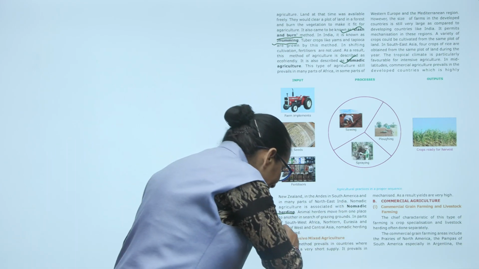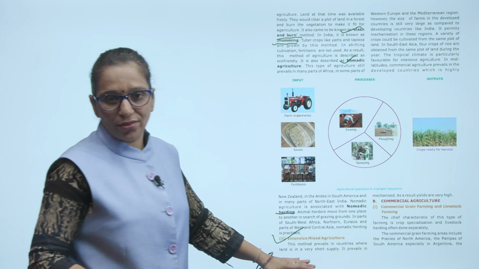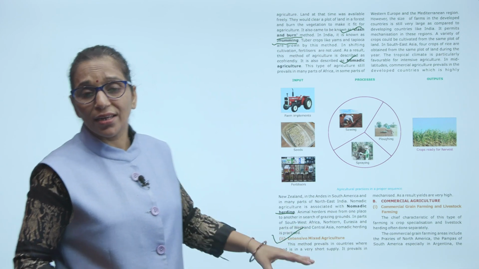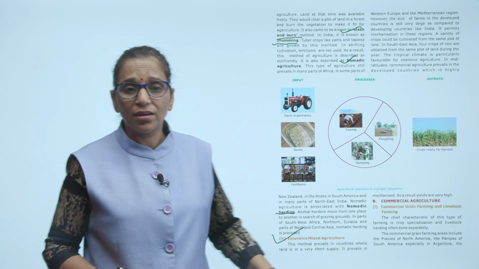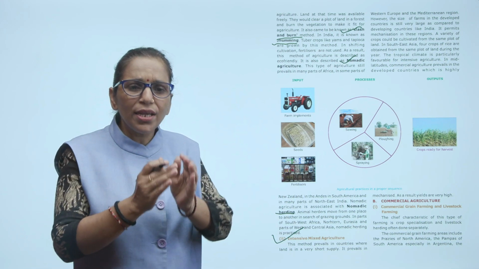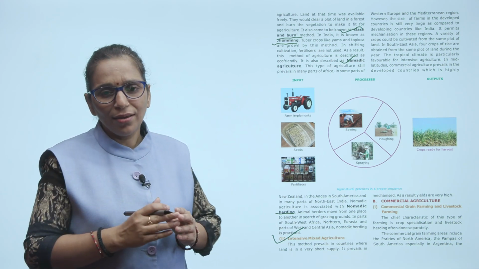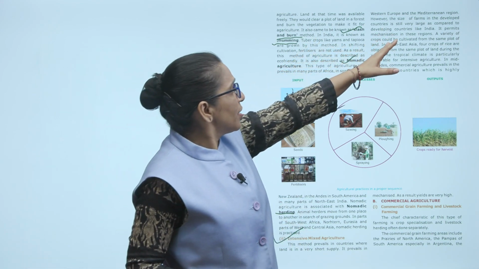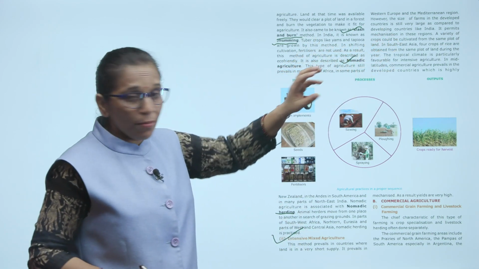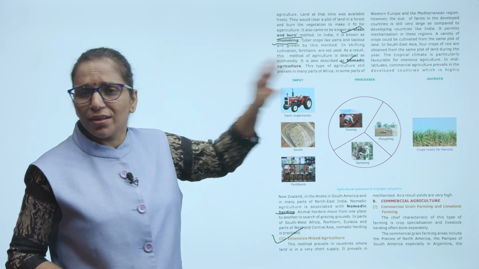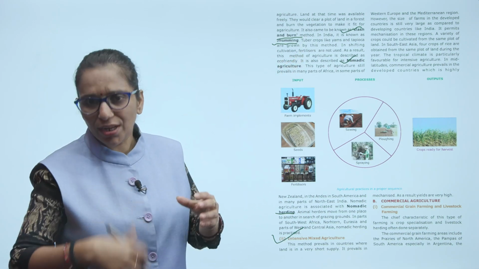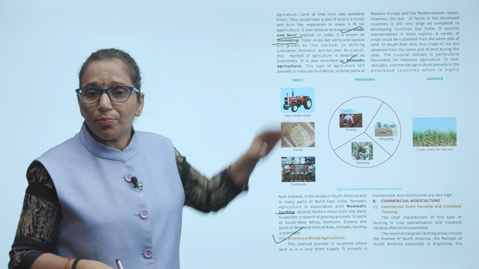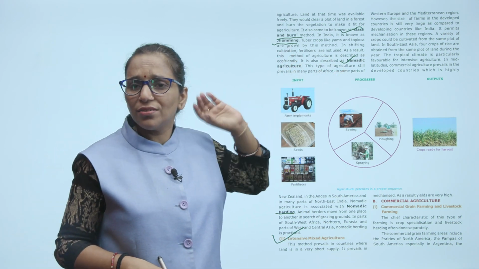Now, moving to intensive mixed agriculture. This method prevails in the countries where land is in very short supply. Land is very less, for example in Western Europe and the Mediterranean region. However, the size of a farm in these developed countries is still very large as compared to a developing country like India. It permits mechanization in these regions.